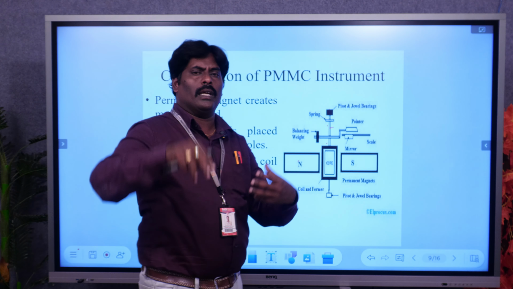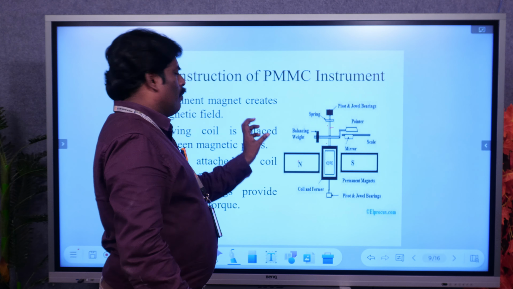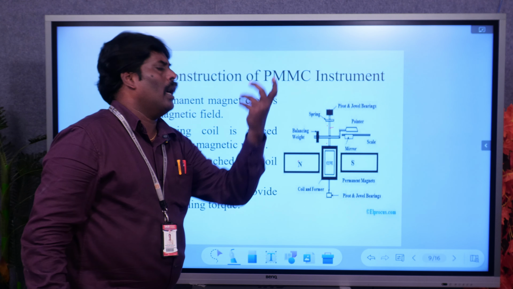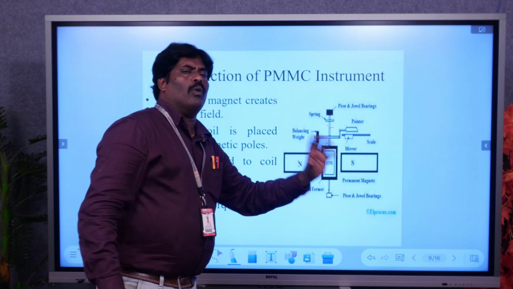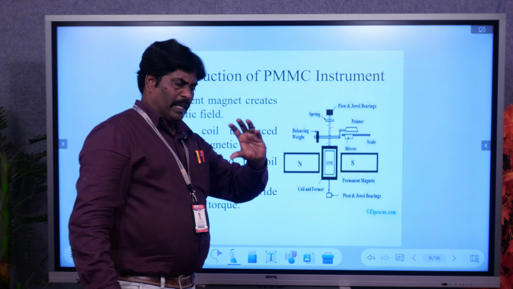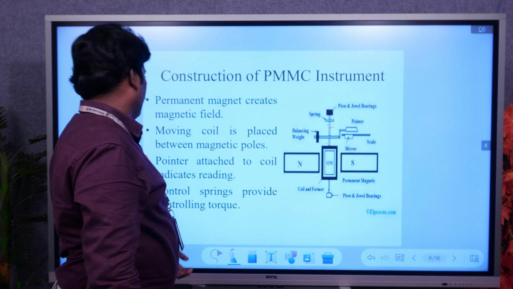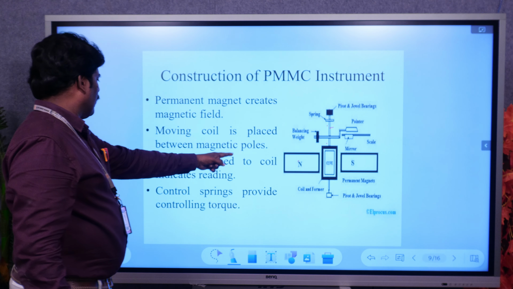One is used for the supply, and when the supply is given to the instrument, it will give the deflection torque and move the coil. When the coil moves, the spindle rotates. When the spindle rotates, the pointer moves on a calibrated scale. It will give the reading. So generally the pointer is attached to the coil.